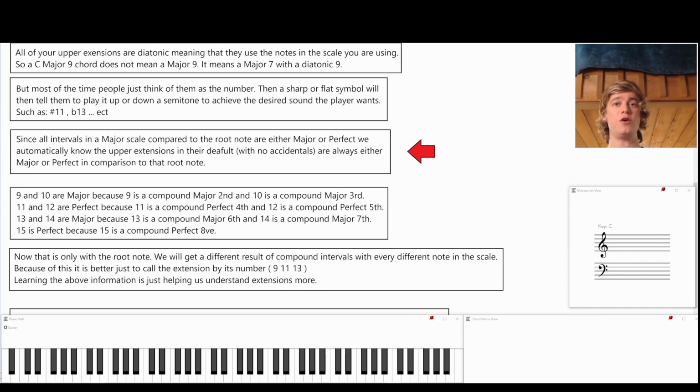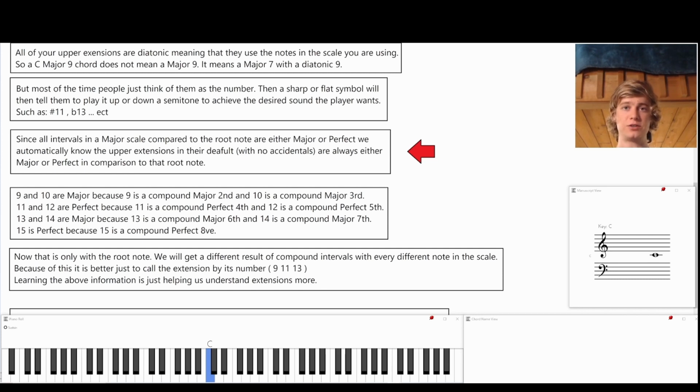Okay, so since all intervals in a major scale compared to the root note are either major or perfect, we automatically know that the upper extensions in their default with no accidentals are always either major or perfect when you're comparing them to that root note. Okay, so I'm looking at this root note in the C major scale, so I'm looking at C, and I'm going to build all the intervals made of all the notes in the scale, and you're going to see something.